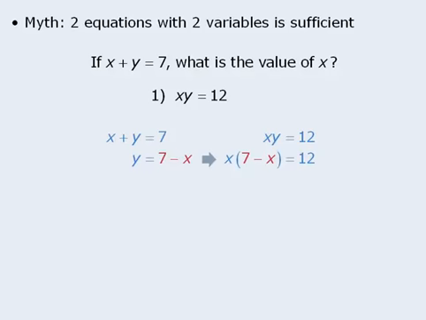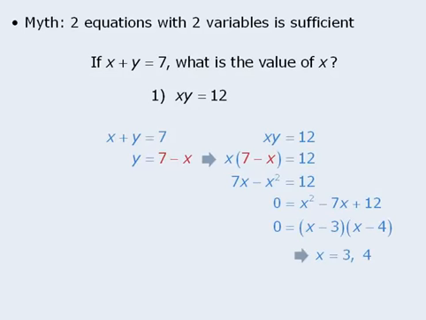From here, we'll expand the left-hand side. And now, since we have a quadratic equation, we'll set the equation equal to 0, at which point we'll factor the right-hand side. From here, we can see that x equals 3 or 4. Since we have two possible values for x, statement 1 is not sufficient.